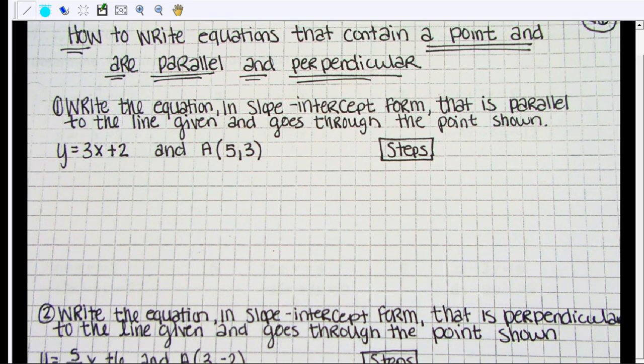Whenever you're reading a word problem and you're confused, read it all the way through. Just power through it, even if you have no idea what you're reading. Then go back and reread little sections of it. So we want to write an equation in slope-intercept form. What is slope-intercept form?